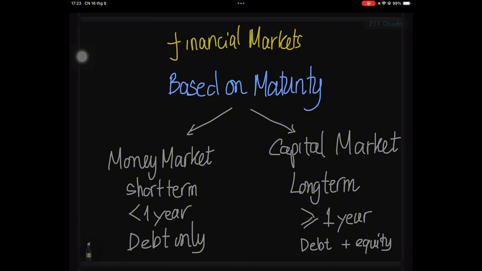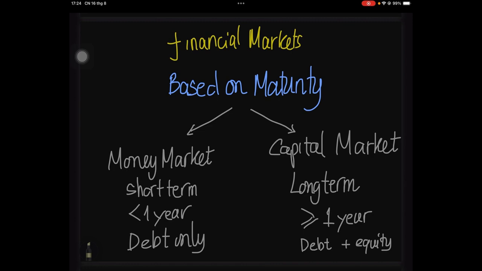So far, we have classified financial markets in several ways. We look at primary versus secondary markets, exchange versus OTC markets. Now we introduce another important classification, which is maturity. Maturity simply means how long until the security is due or is repaid. Based on maturity, financial markets are divided into the money market and the capital market.